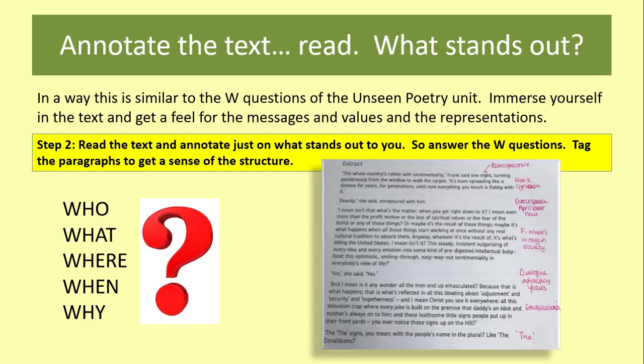Okay, so believe it or not, we haven't actually read the text yet. So we've dealt with the context in loads of detail in the question. In the exam, you'll do this quicker, and that's fine. But we do need now to read the text, start annotating, and think about what stands out. So in a similar way to how you've dealt with the W questions perhaps of the Unseen Poetry unit, I want you to have a read of this and get a feel for the messages, the values, the representations.